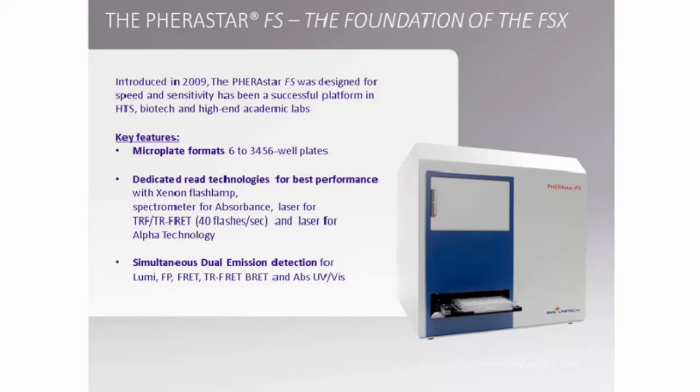The PHERAstar, launched in 2009, is a well-established screening product for high throughput and sensitivity, the first choice for those working in HTS. This system allows users to read all non-isotopic read mode technologies in all plate formats up to 3456 well plates, and allows simultaneous dual emission where there are dual emission readouts such as BRET, fluorescence polarization, and absorbance assays, with the use of our spectrometer technology for instant analysis of both spectra and multiple readouts.